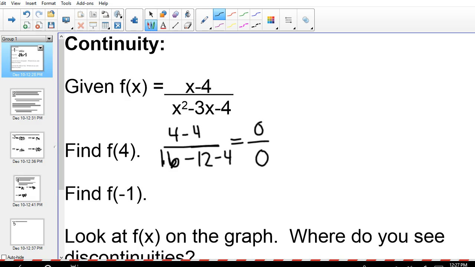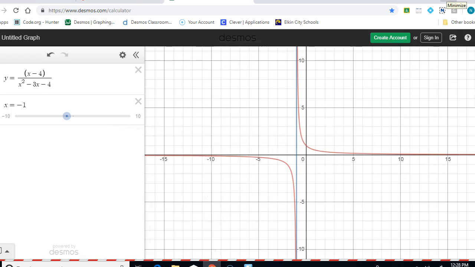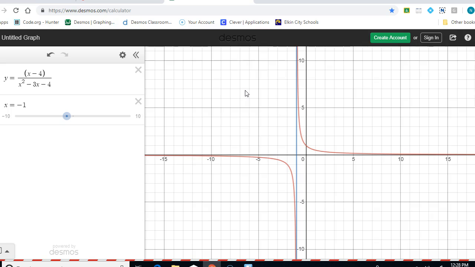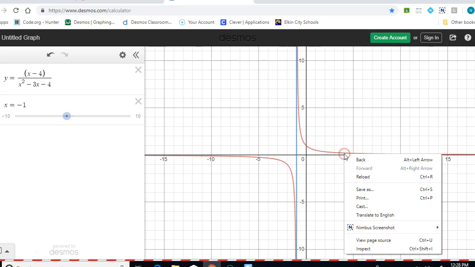If I go back to the graph, let me flip this back, because it doesn't like to do this whenever I try. Oh no. If I go back, right here at 4, oh my. I'll switch it back here in a second. We'll see if it'll go.